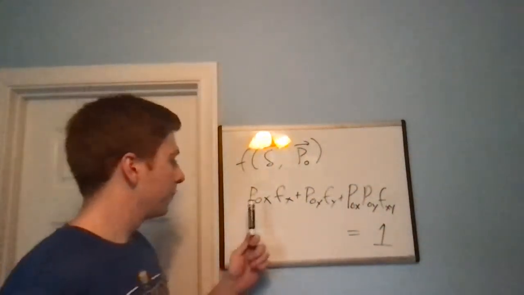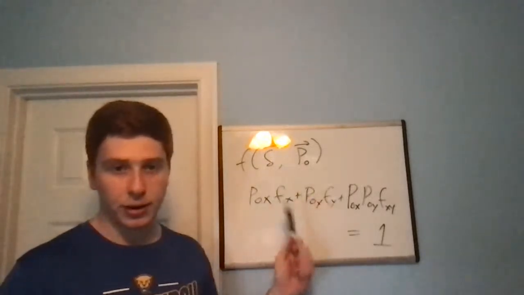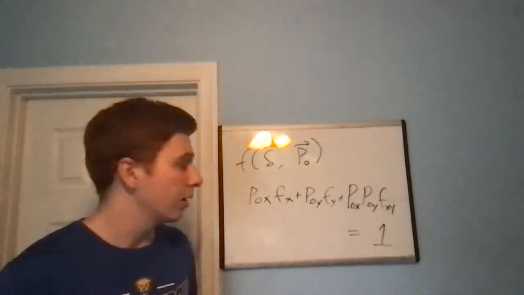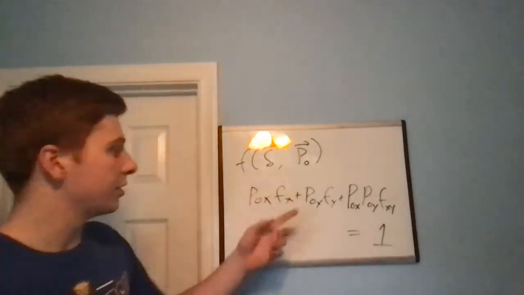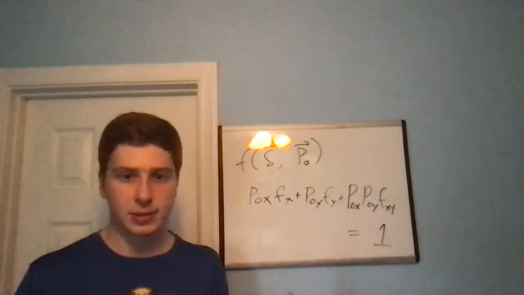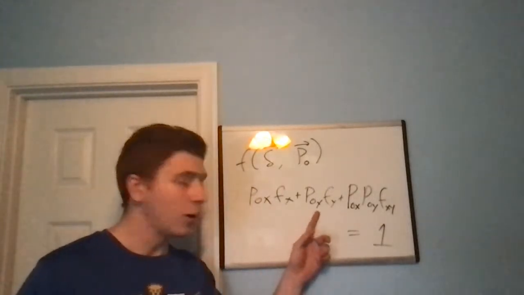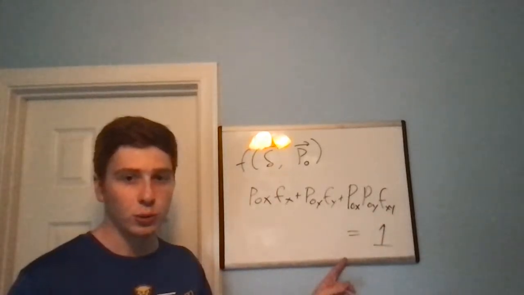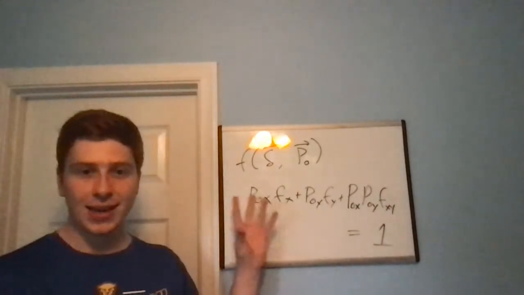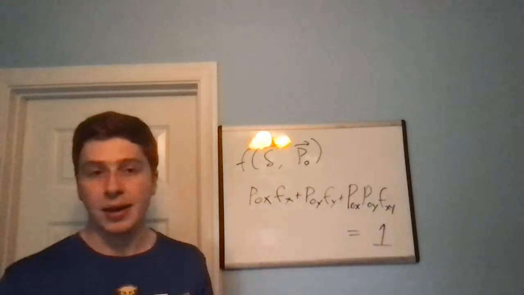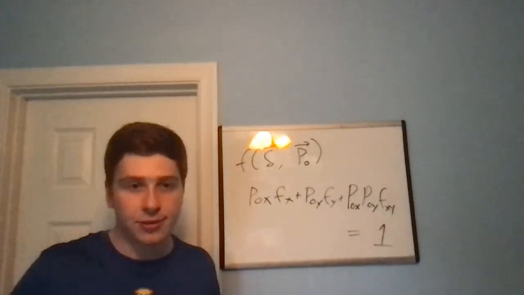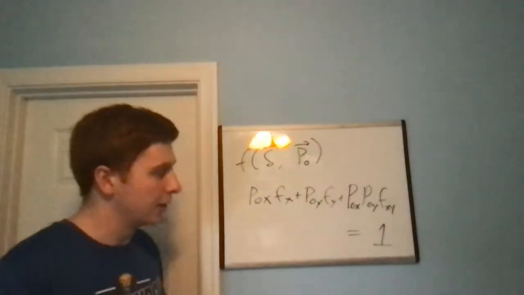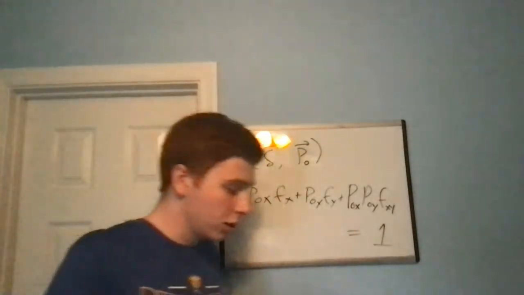So you get P naught x, which is the x coordinate of P naught, times the derivative of this function with respect to x, then P naught y, Fy, and P naught x, P naught y, Fxy equals 1. Reduces to this differential equation, okay? And I mean, there is a solution to f. I don't really know how to figure it out, but, you know, there's an equation.